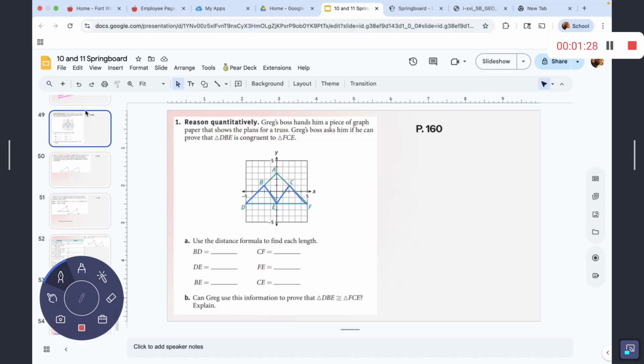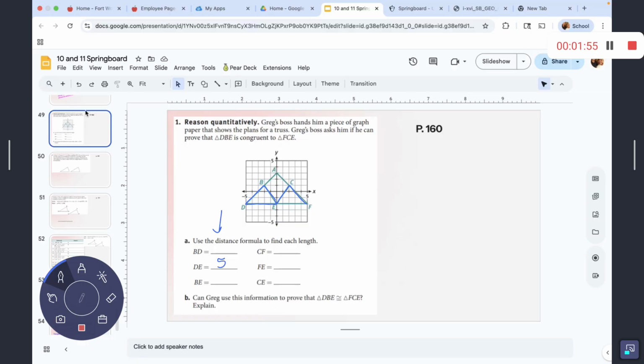So they're starting with the distance formula. So it looks like what we're going to be doing is just trying to find our distance and see if we can do this with SSS. Okay, so an easy one to start with right here is this distance. So I'm looking at the left side. So DE is 1, 2, 3, 4, 5.